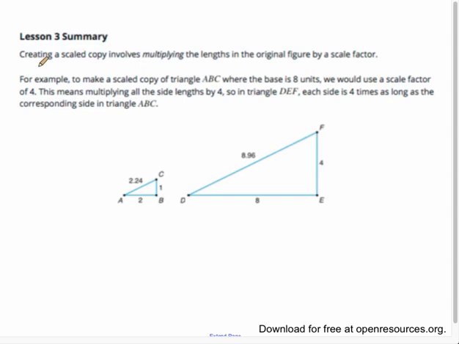And to summarize, creating a scaled copy involves multiplying the lengths in the original figure by a scale factor. Scale factor is the number that you multiply every single side length by to make it either bigger or smaller, or if the scale factor is 1, to keep every single length the same. If you're multiplying by a scale factor greater than 1, the figure should get bigger. And if it's less than 1, the figure should get smaller.